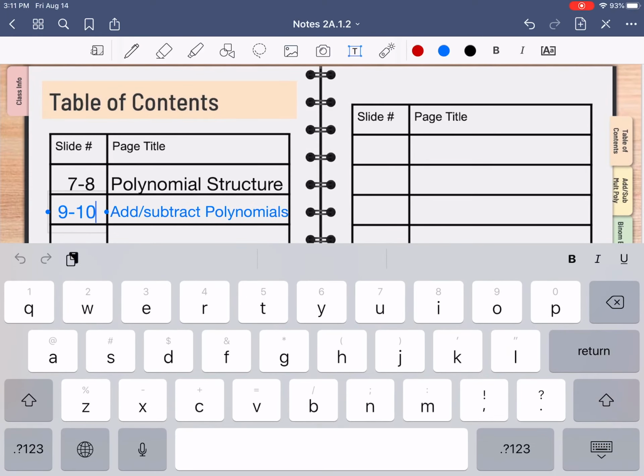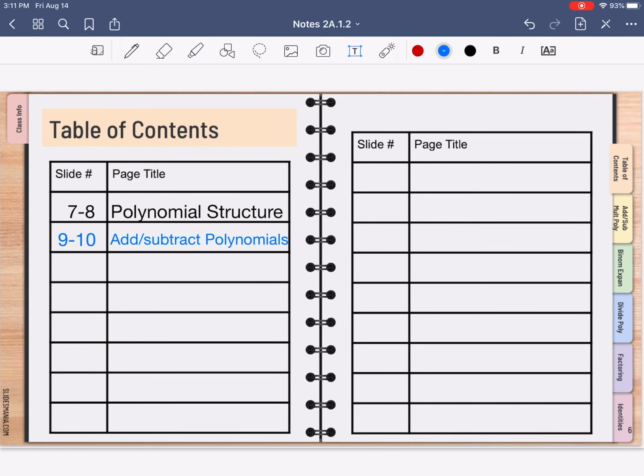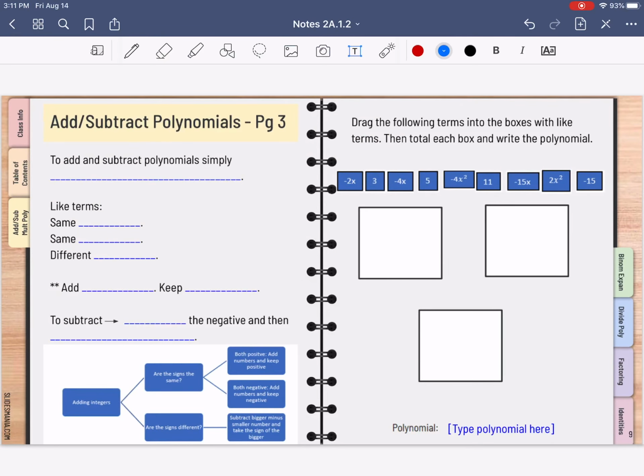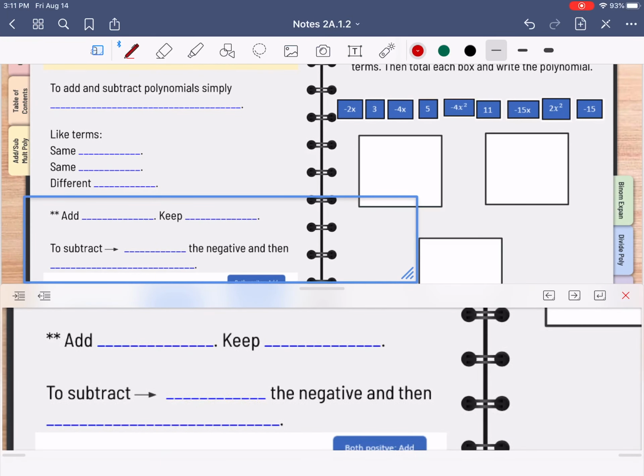So page 9 and 10 is what we're going to be doing, and then the page title is add and subtract polynomials. So you can pause here if you need to get that typed in, and then we're going to head over to slide number 9. So slide number 9, we're going to fill in anywhere we have these little blue lines. You can erase those and type them in. I'm handwriting, but you guys can just go ahead and type on there.